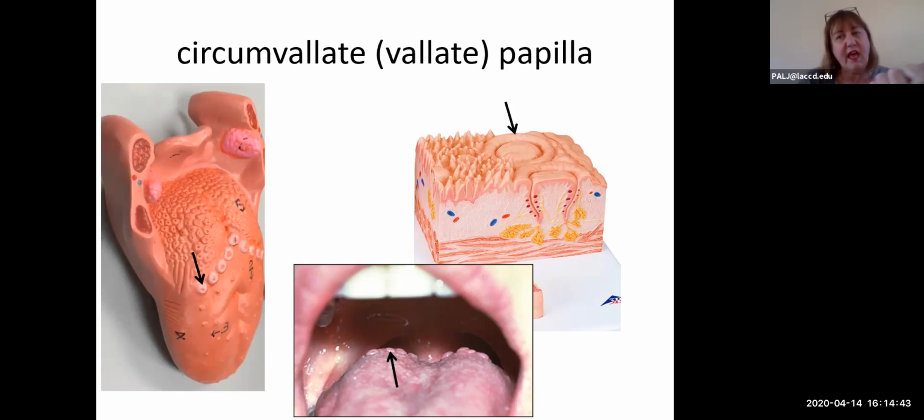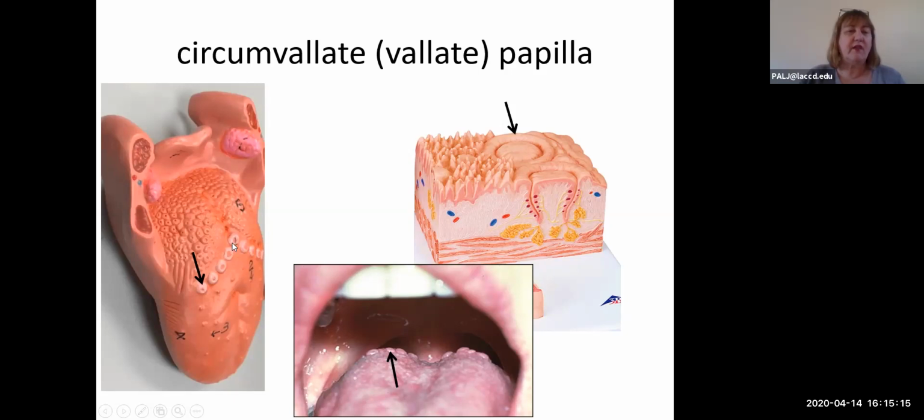The first thing is, if you stick your tongue out, or ask to see the tongue of somebody you live with, about 2/3 of the way back, you will see a backwards V shape. So a V, but with the point of the V going towards the back of the throat. It's like the bottom picture of somebody's mouth. And these are known as circumvallate or vallate papillae.